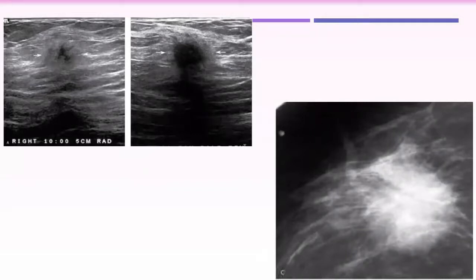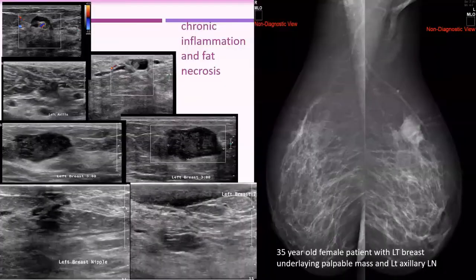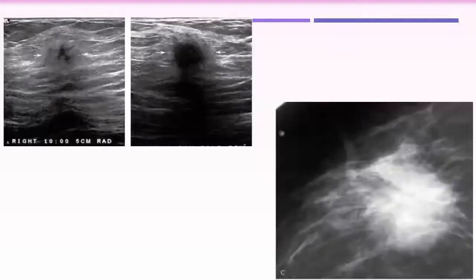What could it be in your differential diagnosis presenting like this? Fat necrosis. So the first case, this one, was chronic inflammation with fat necrosis. You did not notice here, it is fat necrosis. Our patient had fat necrosis, and the other patient from the literature also had fat necrosis.